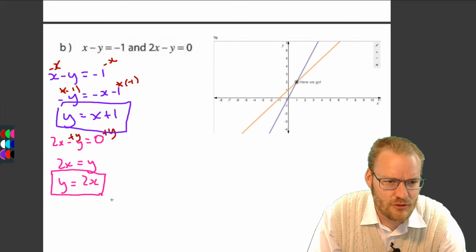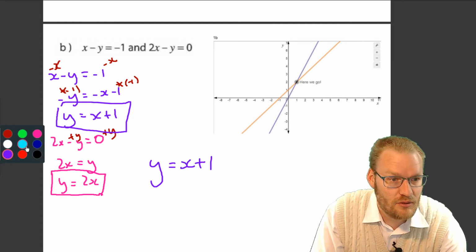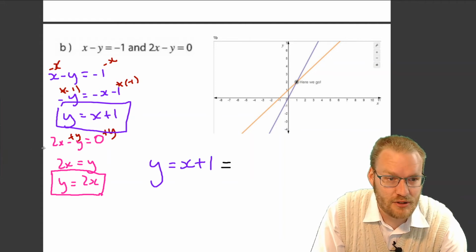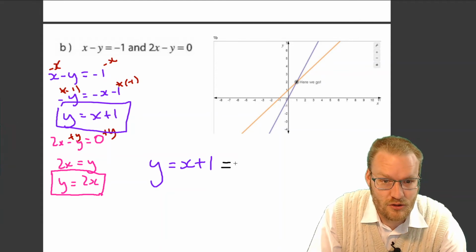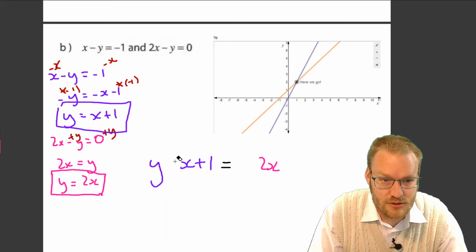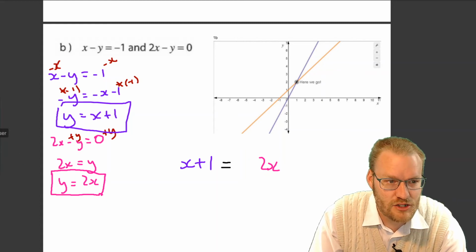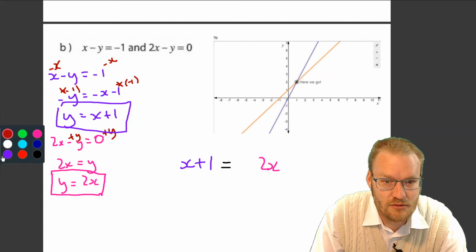Okay, what do we want to do? We want to see when the two graphs are equal to each other. So we want to see when is y equals x plus 1 equal to y equals 2x. So in other words, when is x plus 1 equal to 2x? Okay, equation, let's solve it.